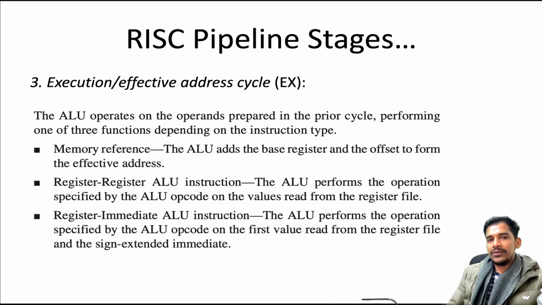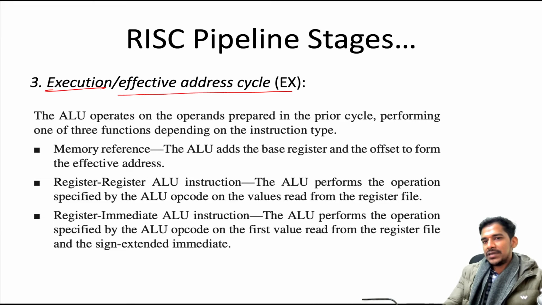So the third cycle will be execution or effective address calculation. Execution means, if you have an ALU instruction, so addition, subtraction, multiplication, or increment, decrement, that will be done in this cycle. Or if you have a load or store instruction, in that case the effective address will be calculated in this cycle. That means two things will happen in this third cycle: performing the operation if it is an ALU instruction, and calculating the effective address if it is a load store instruction or a branch instruction.